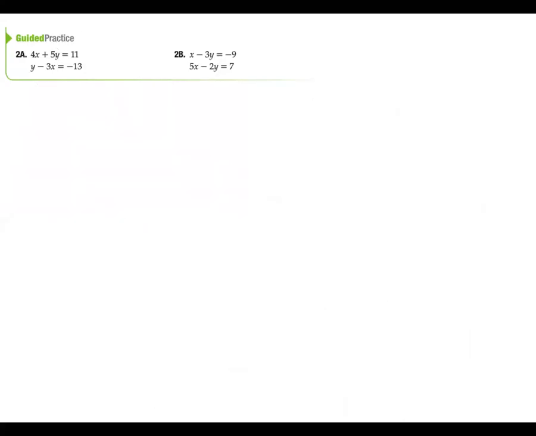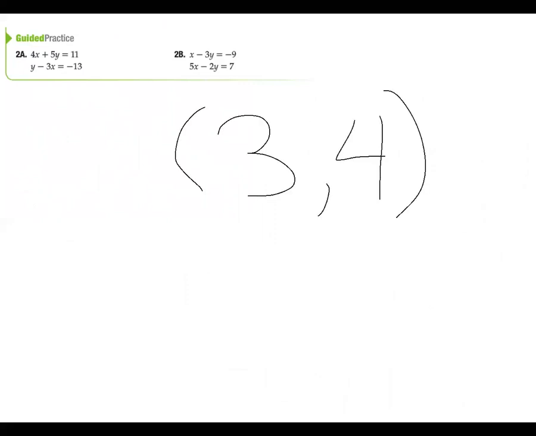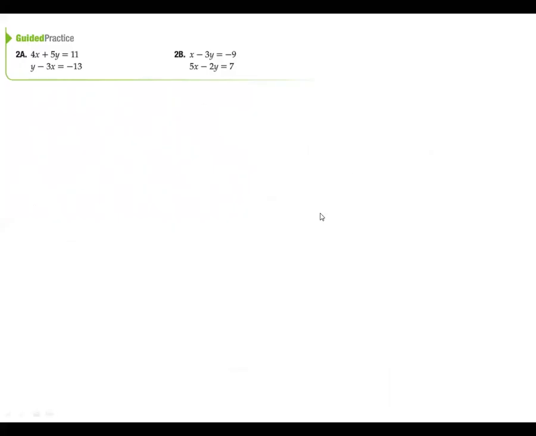All right, cool. Now, if you want to know the answer to the second one, just shoot me a message and say, Mr. Antonucci, I need to know the solution or the worked out solution for 6.2 guided practice 2B. I will tell you that the answer is 3 comma 4. Okay, so if that's the answer you got, more power to you.